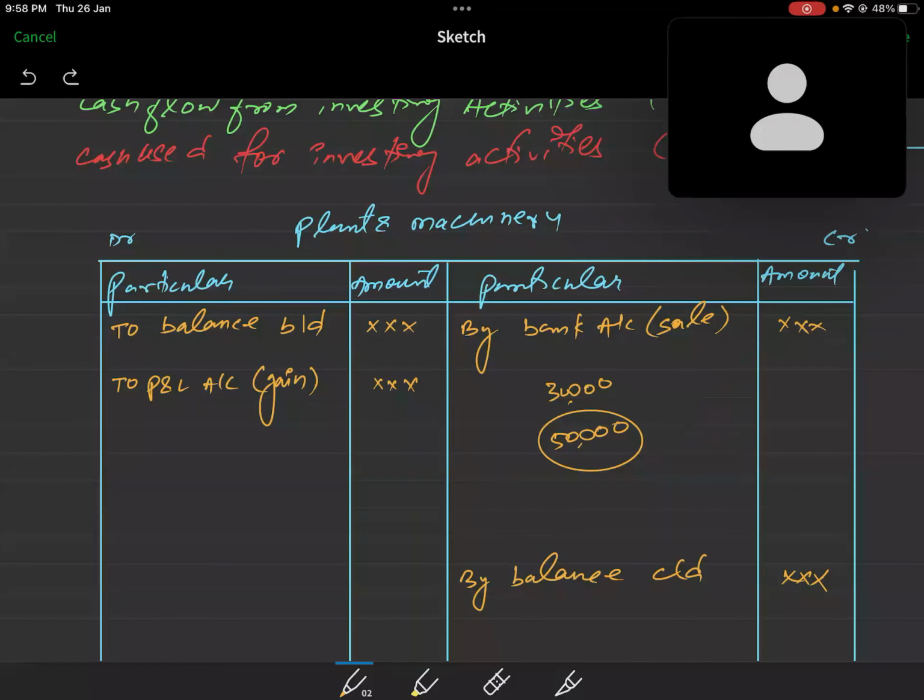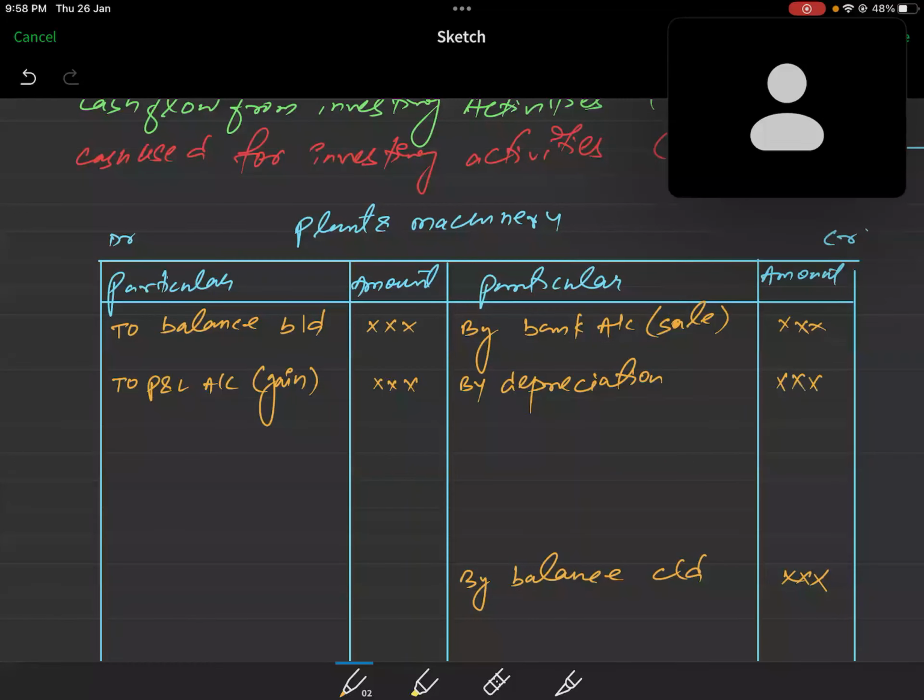So this is clear, Prerna? Yes, sir. Okay, apart from this, sometimes in the question, information regarding the depreciation is also given. So if there is any depreciation charged on the asset, that depreciation needs to be shown on the credit side by depreciation account.